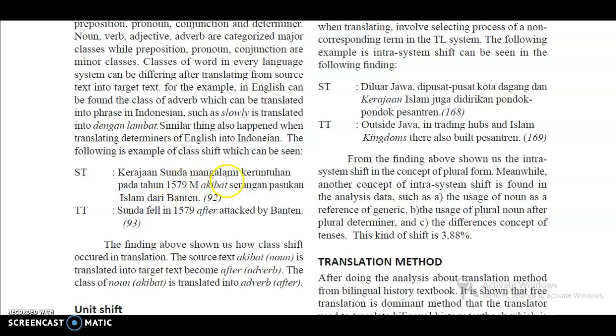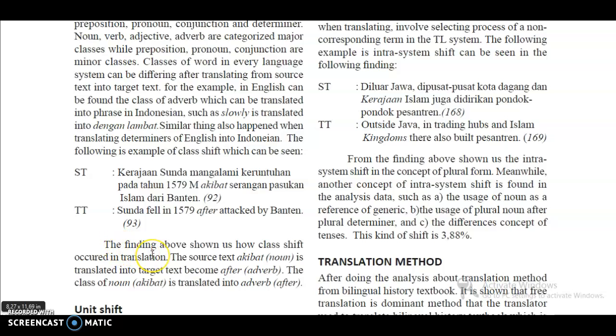Kerajaan Sunda mengalami keruntuhan pada tahun 1579 Masehi akibat serangan pasukan Islam dari Banten. You can see the word akibat. I already made it in italic. And the target text becomes: Sunda fell in 1579 after attack by Banten. Okay, this is data 93.